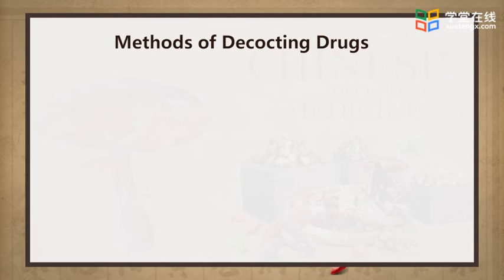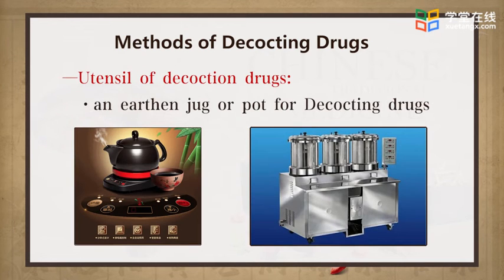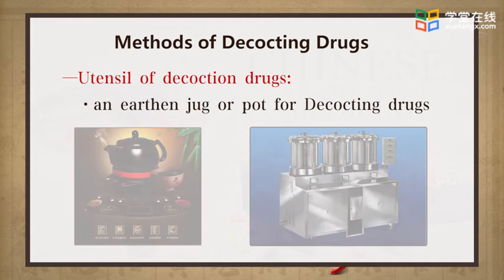We will continue with the last part of this section, methods of decocting drugs. Of all the prescription forms mentioned, decoction is most commonly used. It is preferable to use an earthen jug or pot for decocting drugs, while iron or copper wares are forbidden, because some drugs, when heated together with iron or copper, may generate sediment.